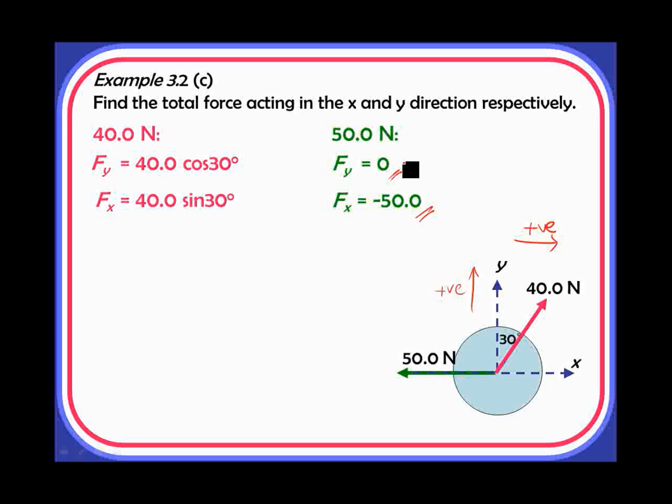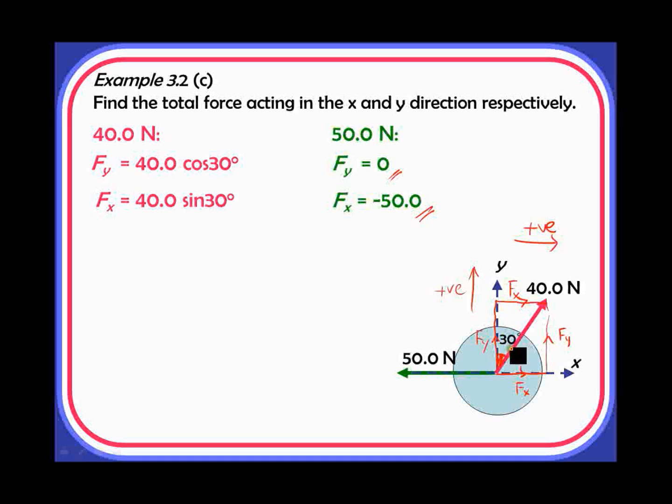Then for the 40 Newton, same thing. If I were to find the vertical component and the horizontal component, because the angle given is here, what we can do is complete the parallelogram. So this is my Fx and this will be my Fy.